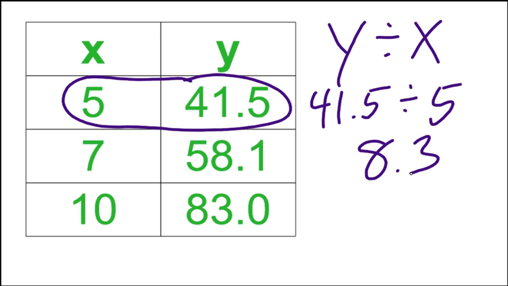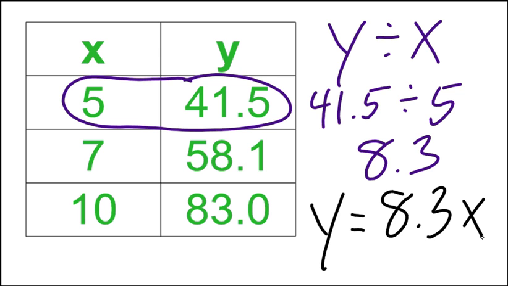If you happen to have a graph instead, it's the same thing. You just have to take one of the points, remember, and get the y value and the x value that go with it. And you're doing the same thing, y divided by x. So when it's looking for the equation then, all your equation does, it goes y equals whatever you got when you did that division becomes your coefficient. So we would have y equals 8.3x as our equation.